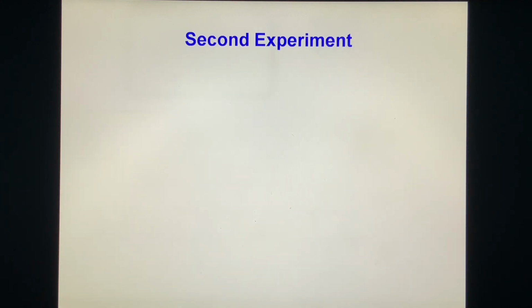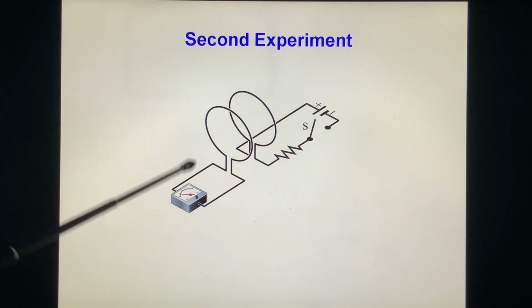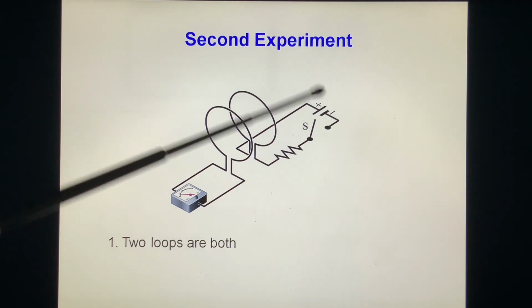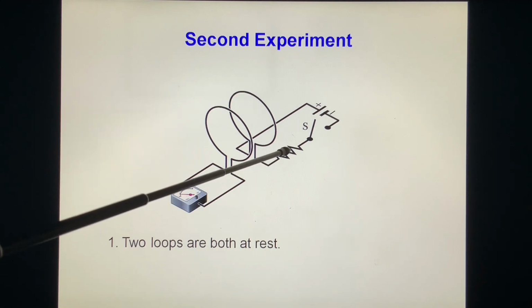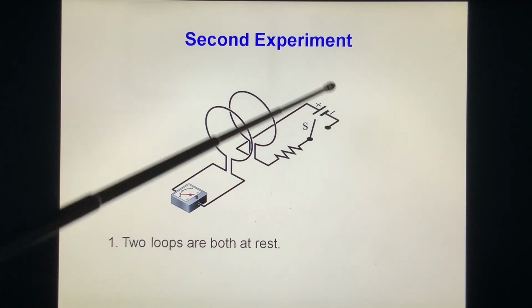Second experiment. We have two loops. On the left is the same as the first one. The two loops are both fixed, and the right loop is connected to an electrical circuit with a resistance and a battery.